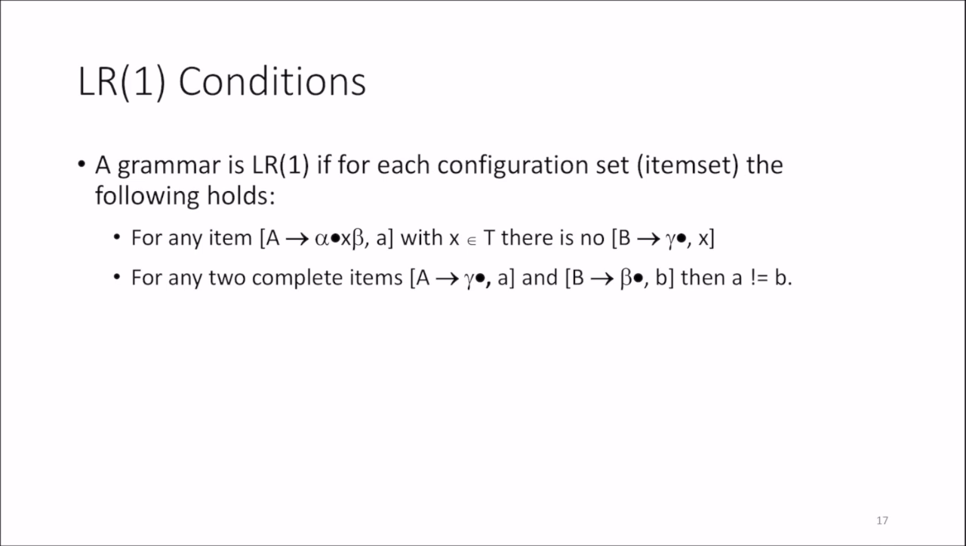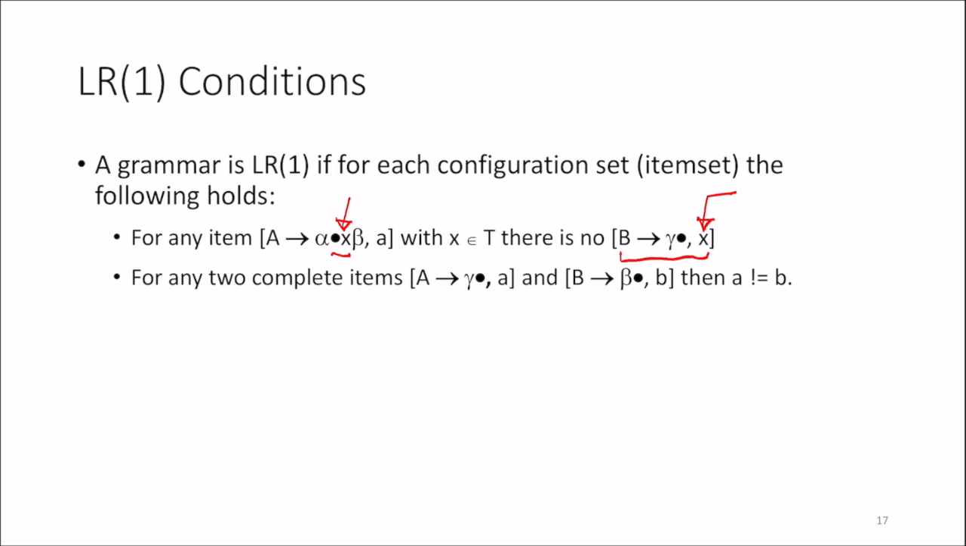So the LR1 conditions are as follows. A grammar is LR1 if for each configuration set or item set, we have these cases. If the dot is before a terminal symbol, there can't be another rule in that item set where you need to do a reduce action, and the look ahead is the same as this symbol over here, because then that would be a shift reduce conflict for LR1, right? So even with LR1, you can end up with the shift reduce conflict.